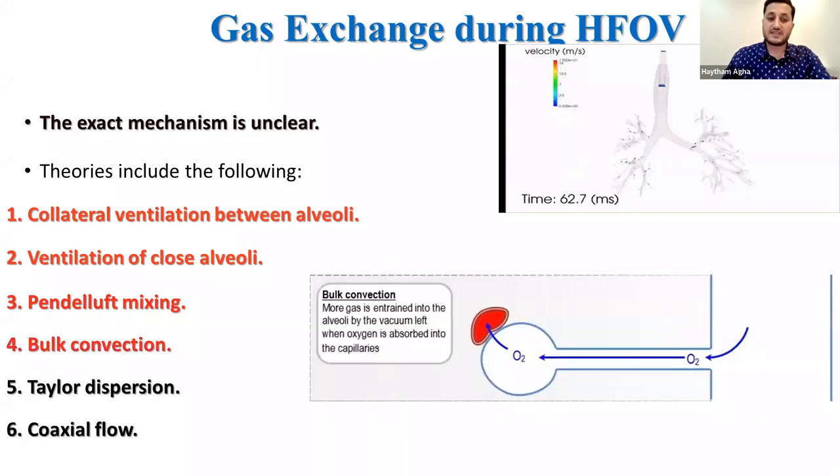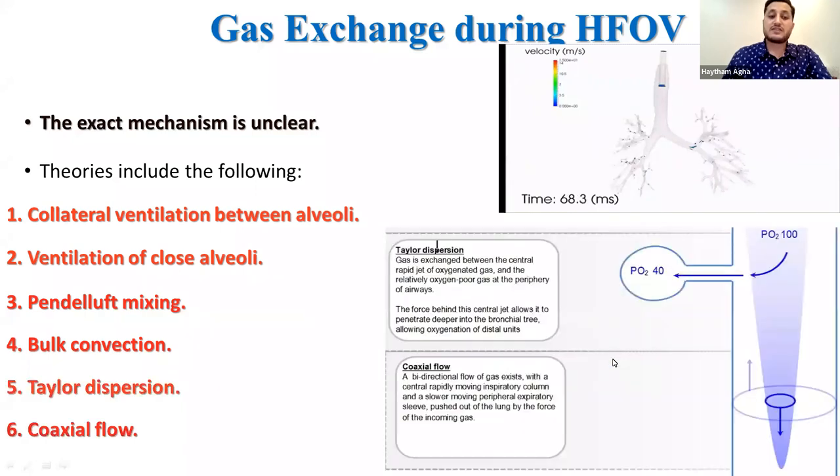The next theory is bulk convection. This means oxygen absorption into the adjacent capillaries acts as a vacuum power for more gas to go to the distal alveoli. And the last two theories are Taylor dispersion and coaxial flow. These can explain the flow of gas as it passes through the bronchiole. There are two forces: one rapid jet that goes deeper and carries fresh gas to the distal alveoli, and a peripheral slow jet that carries CO2 out of the bronchiole.